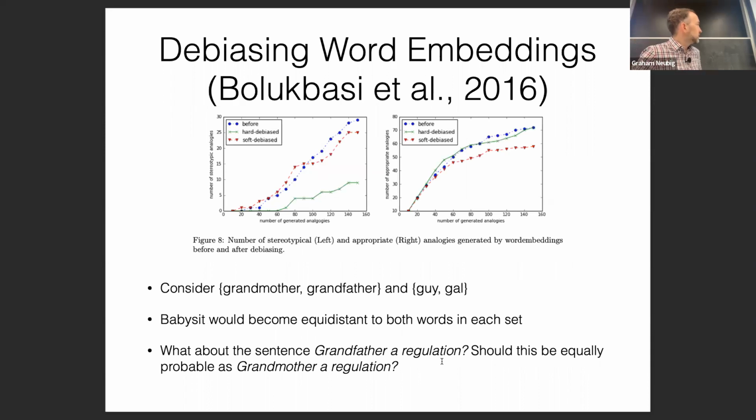And basically, you can evaluate these downstream on things like analogy tests and demonstrate that the analogies that shouldn't be gender biased tend to stay the same or improve in accuracy, whereas analogies that are gender biased, like ones that you don't want to be gender biased, decrease in accuracy.